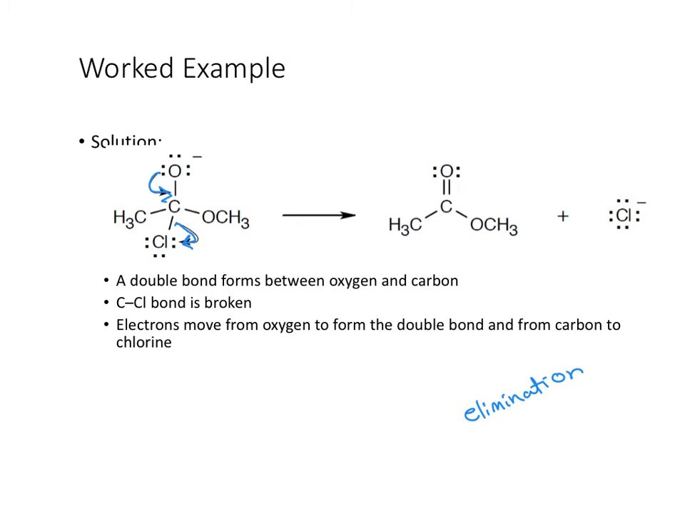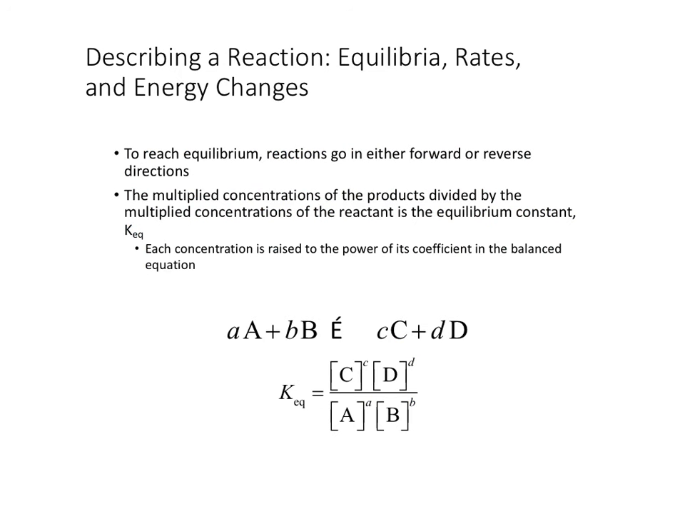Notice when I'm drawing my arrows, if I show a bond breaking, the arrow is going to originate at the center of the bond. That's the formalism. And then if I'm showing a new bond being formed, like a new pi bond, then I also want that arrow to end at the center of the existing bond. Now we're going to move into the second part of the Chapter 6 material, which is describing a reaction using equilibria, rates, and energy changes.